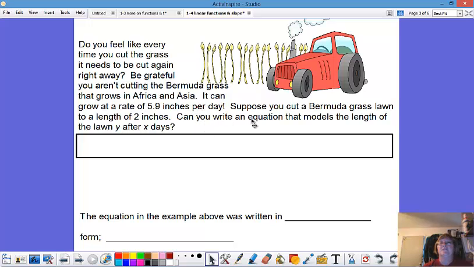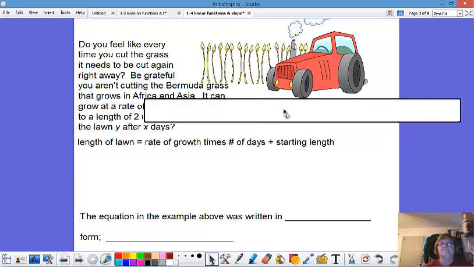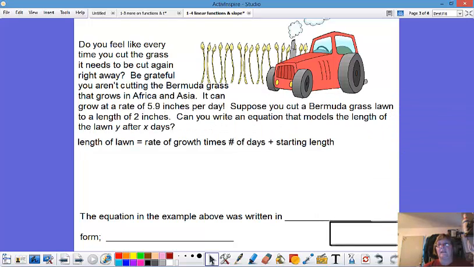Totally unbelievable. Suppose you cut a Bermuda grass lawn to a length of 2 inches. Can you write an equation that models the length of the lawn after x days? Well, yeah, I believe so. If we think about that, the length of the lawn at any one time would be the rate of growth times the number of days that have gone by, and that has to be added to the starting length.